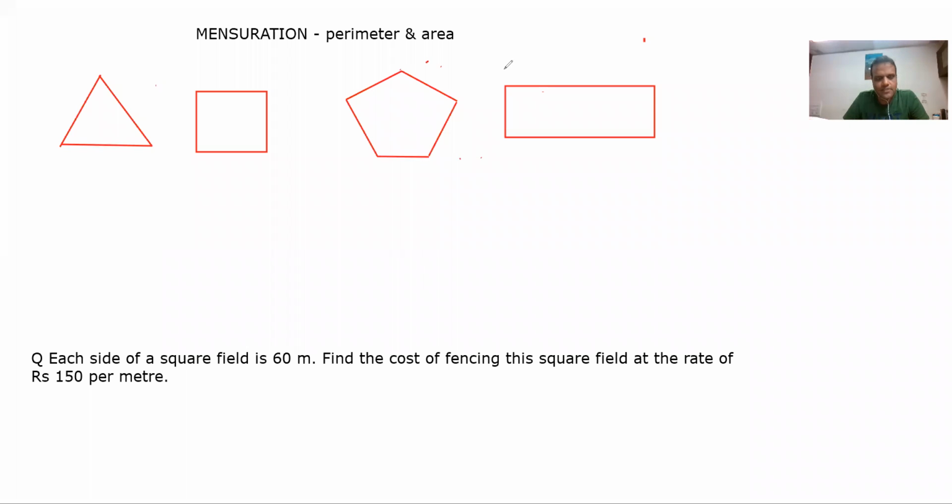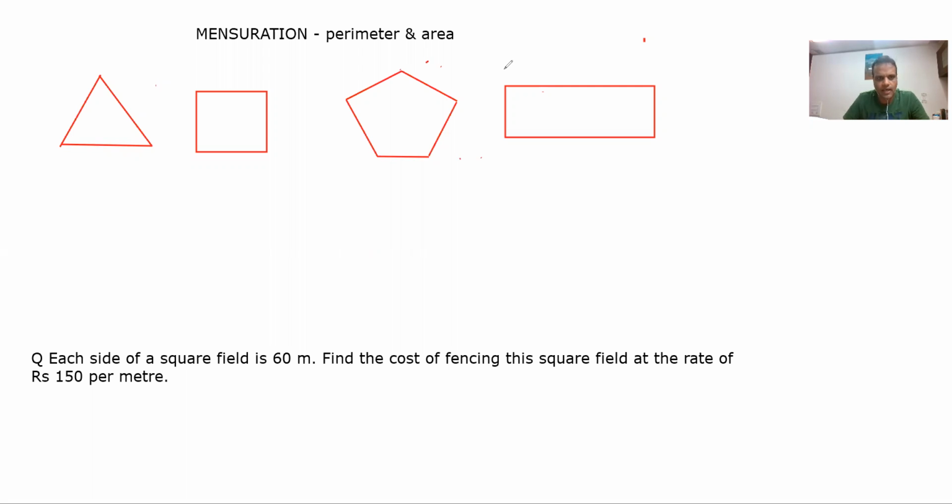Hi students, we start with a new chapter called mensuration, a very easy chapter. The moment I tell you the meaning of mensuration, you will say, is this all we have to do? So let me start with the definition. Mensuration simply means to measure. That's it. This is all we have to do in this chapter. We are just going to measure the sides.